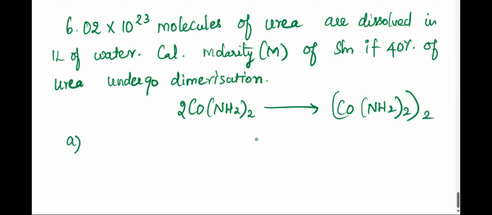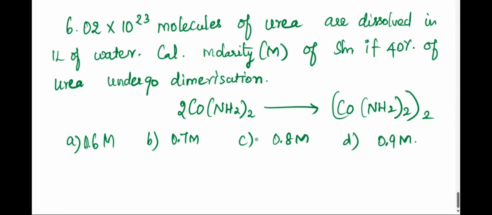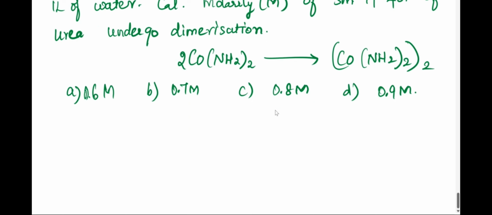So the options are 0.6 molar, 0.7 molar, 0.8 molar, and finally 0.9 molar. They have given the molecules of urea dissolved in 1 liter of water. We don't have the number of moles, we just have the molecules. And we have to find out the molarity if that is undergoing dimerization. 40% of urea is undergoing dimerization.